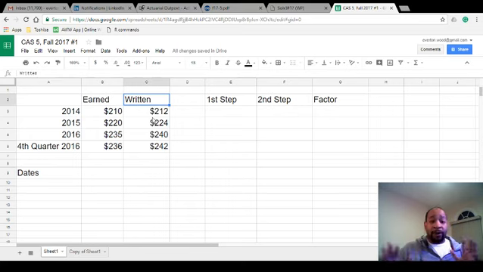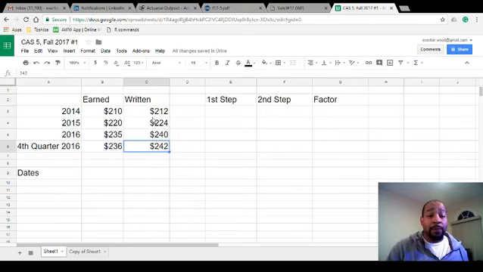I'll explain it very quickly. If you have a policy, you write it at the beginning, and at the end of that period, you earn it. A good example: let's say I write an auto insurance policy January 1st. That's the written date. And if it's a 6-month policy, then come July 1st of that year, that'll be when the premium is actually earned. So for this problem, it's going to be relevant.